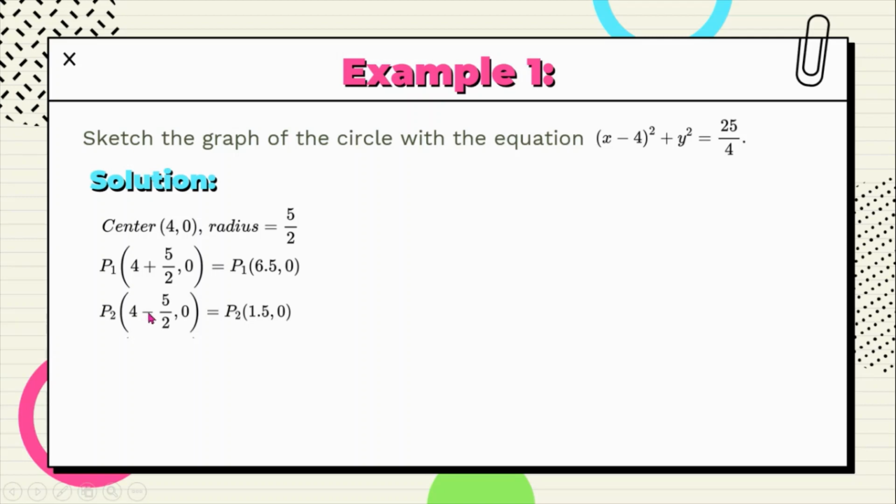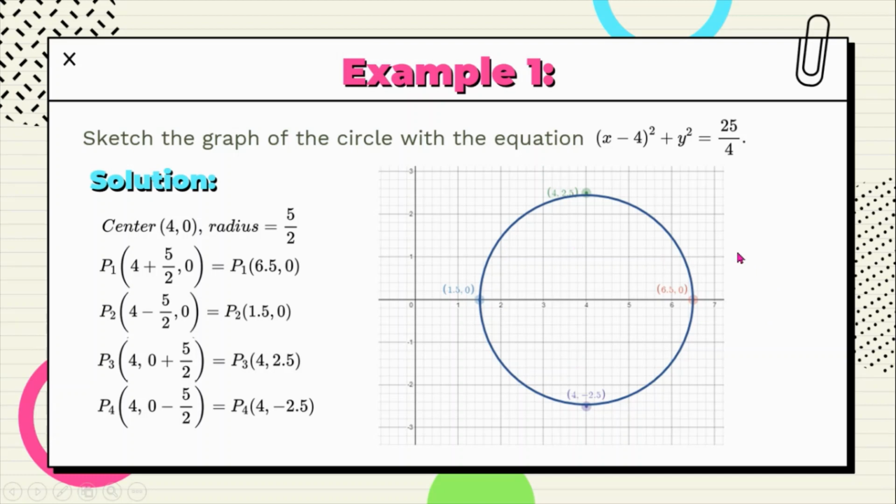Second point, (4 minus 5 over 2, 0), which is equal to (1.5, 0). Next, (4, 0 plus 5 over 2), and that is (4, 2.5). And last point, (4, 0 minus 5 over 2), and that is (4, negative 2.5).